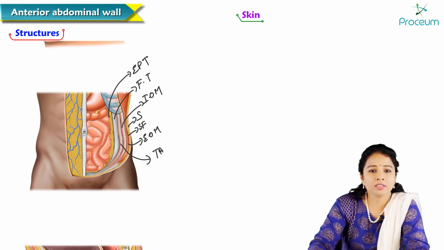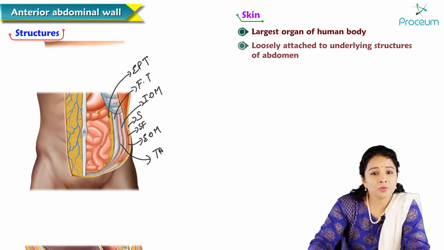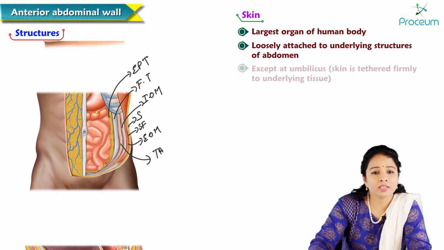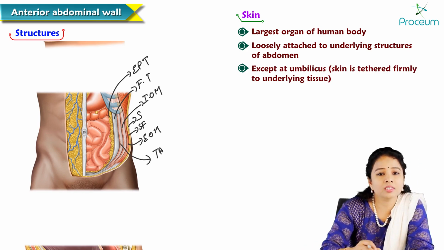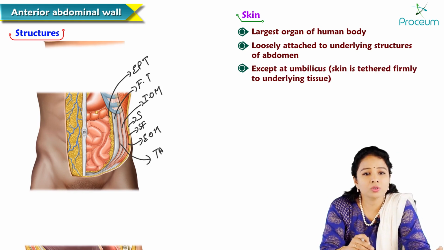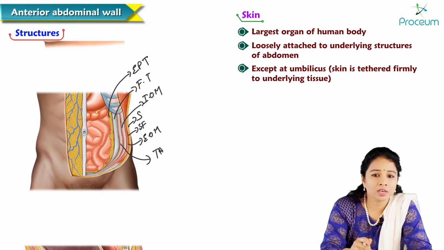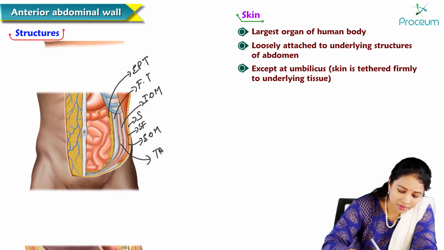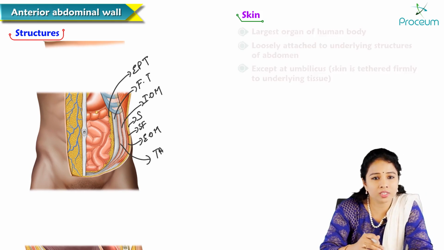So coming to the skin, it is the largest organ of the human body, and skin is loosely attached to the underlying structures of the abdomen with the exception of the umbilicus. So only at the site of umbilicus we see the skin is tightly adherent. Rest everywhere it is loosely attached to underneath structures. So we can see it is tightly adherent only at the umbilicus, rest everywhere it is loosely attached.